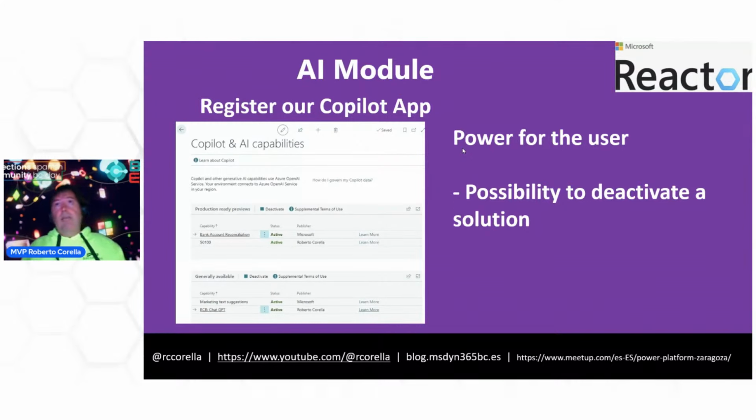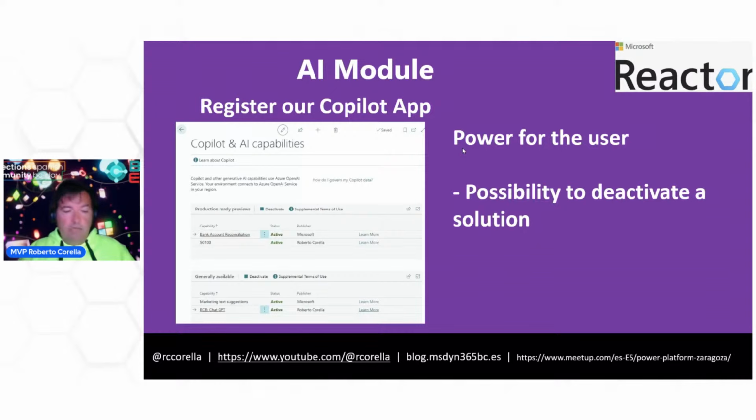Before seeing it, one of the things that we need with the AI model is that we need to register our Copilot application, right? Why? Because, go again to here, the power must be in the user. The user must have the power to deactivate any possibility of using Copilot, or using some part of Copilot, right? And for this, we have this model.